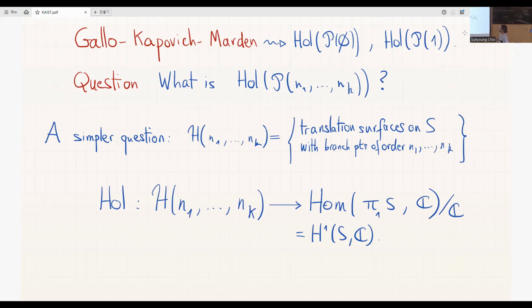So let's look at the translation surfaces with branch points of order n1 up to nk, and I denote that by H(n1, ..., nk). And we can ask the same question. Basically, we have the holonomy that goes from this space to the representation of the fundamental group into C. Because now G is C, up to conjugacy, but C is abelian, so there's no conjugacy, which is just the first cohomology group with coefficients in C. So what is the question I want to address now? What is the image of this map?